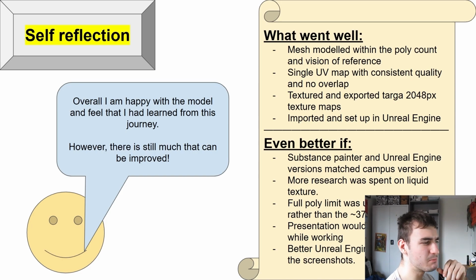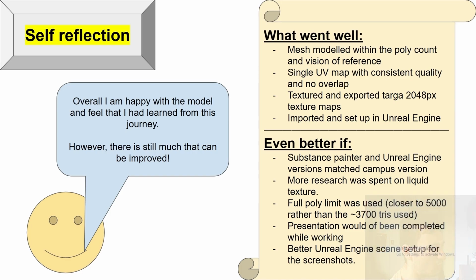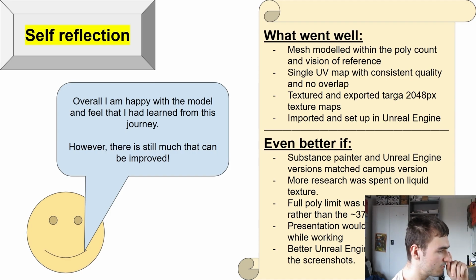However, my Substance Painter and Unreal Engine versions did not match the campus version, which meant a lot of back and forth. I should have spent more time researching the liquid texture and how to get that fizzy feel which I was looking for, rather than just cutting it out. I should have gone and tried to use the full poly limit at 5000 rather than 3700 triangles, which I did use in the final.